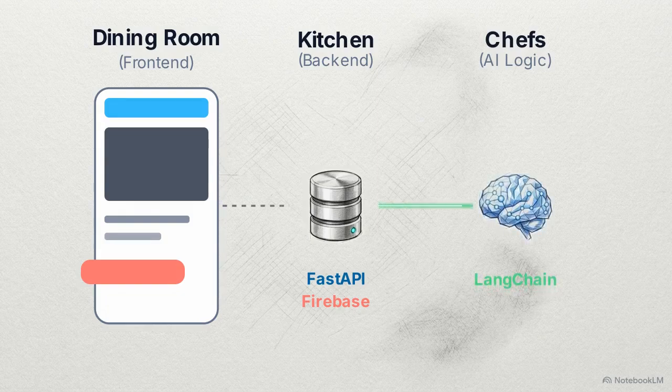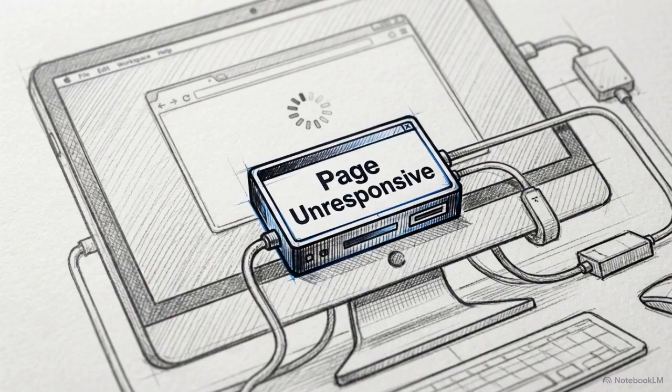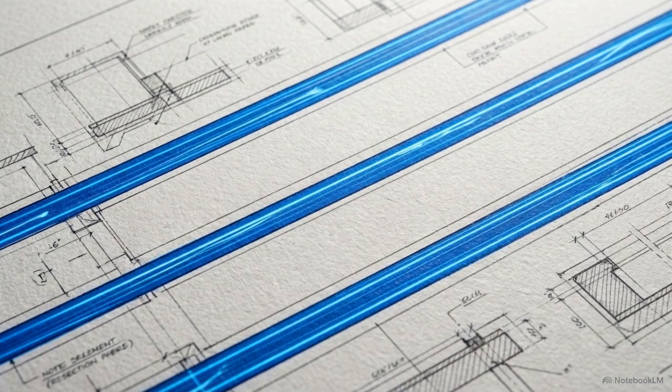Separating these layers lets chefs process heavy data in the kitchen without freezing the front-end interface. When beginners mix their interface code directly with their AI logic, the entire application freezes the moment a user asks a complex question. Modular separation prevents that collapse from happening.